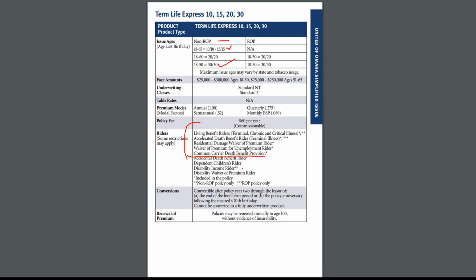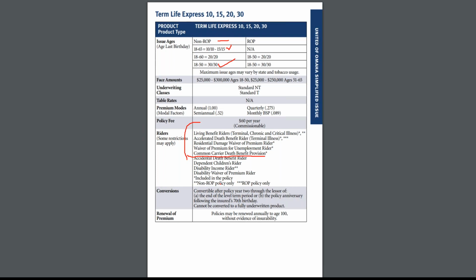People that have a high risk job, high rate of accidents, so you'd have to take a look at the list. But I'm pretty sure a policeman or a firefighter probably not eligible. You'd have to take a look, but it is available. Disability waiver of premium. So if they do have to go on disability, this will waive their premium. That's a fantastic rider. Included in the policy.